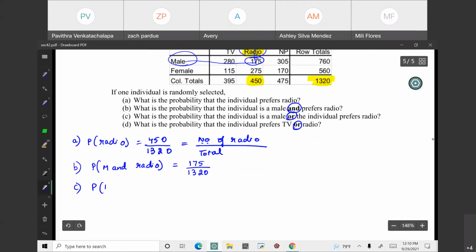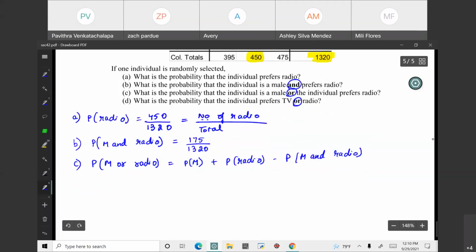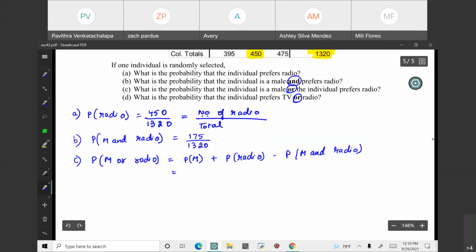What would be the answer for C? Male or radio? It has to be male or radio. So this information is definitely not given in the table. So you have to use the formula, that is probability of male plus probability of radio minus probability of M and radio. You have these values calculated. What would be the probability of M? Yeah, the total answer is 78.4%. So what is probability of M?